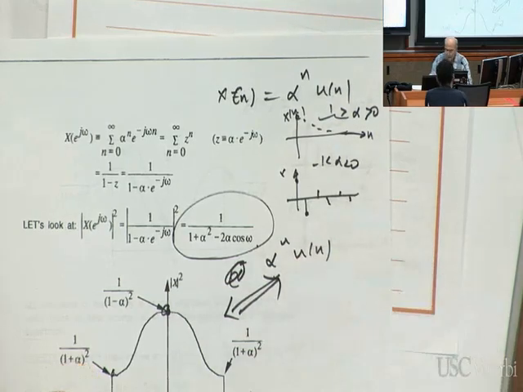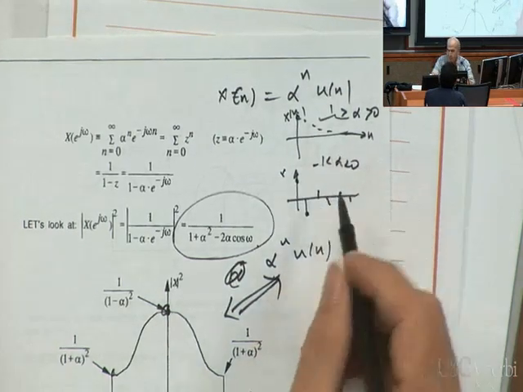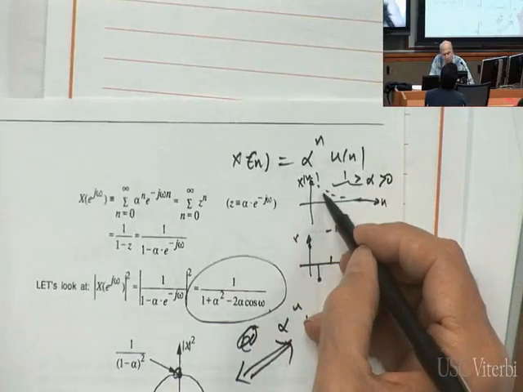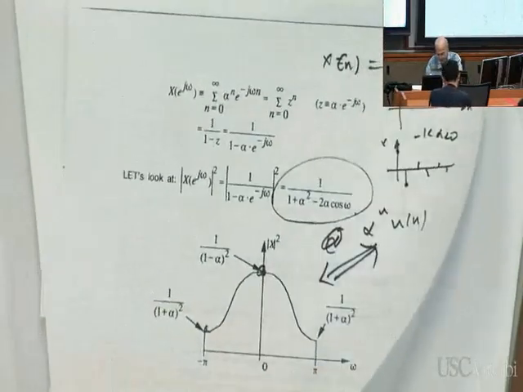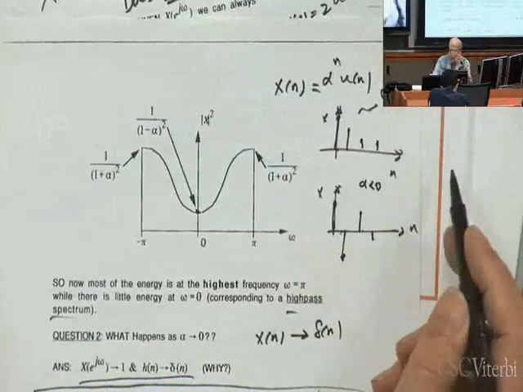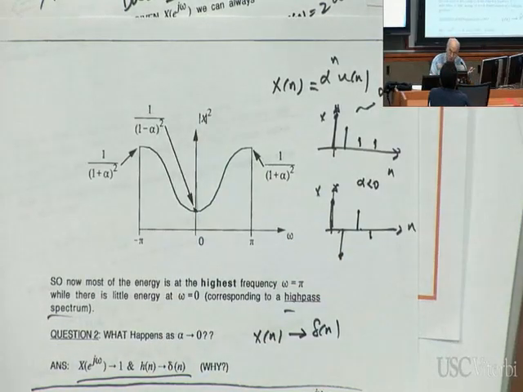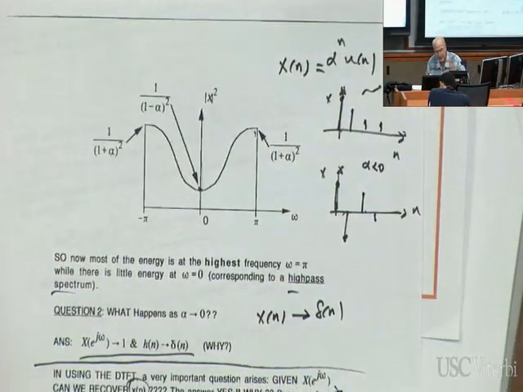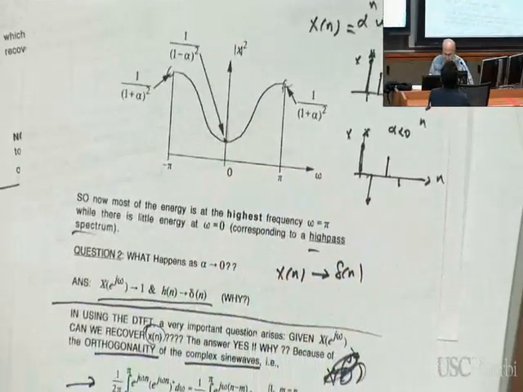And this oscillation of plus and minus tends to push the energy away from omega equals 0. Whereas when alpha is positive, you have a low-pass sort of response, a low-pass sort of spectrum. But when alpha is negative, as we talked about last time, you get this oscillating damped sequence, and that tends to push the energy more toward the highest frequency components, which in the digital world is plus or minus pi. In the continuous-time world, high frequency could be anything, gigahertz, terahertz, but in the digital world, high frequency is omega equals plus or minus pi.